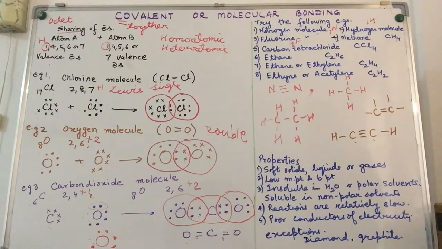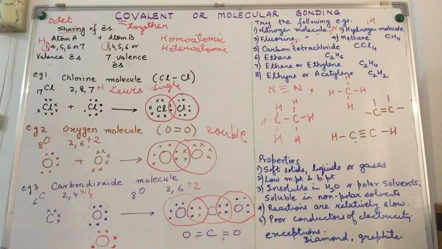Let us come to the properties of these type of compounds. The big difference between ionic and covalent compounds is that covalent compounds are actually molecules. They are not ions. We are not talking about positive and negative ions over here. Trying to recall electrovalent or ionic compounds, we said that there is a very high electrostatic force of attraction between ions which holds them together.